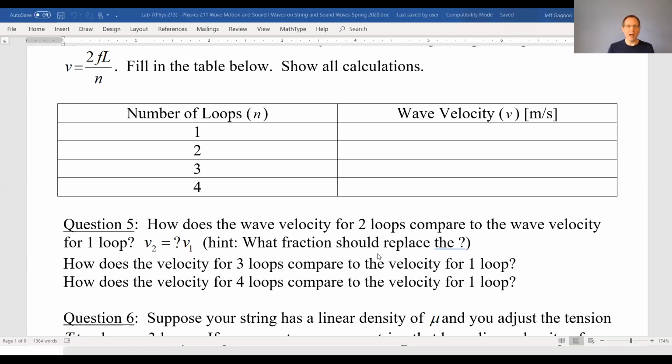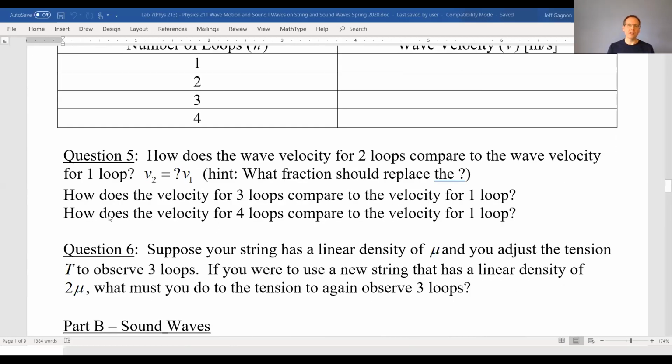What is that fraction? Then you want to answer the question for 3 loops. How does the velocity for 3 loops compare to the velocity for 1 loop? And finally, how does the velocity for 4 loops compare to the velocity for 1 loop?